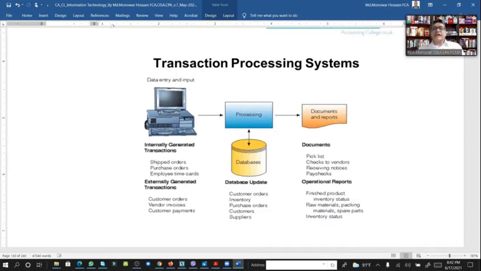Within the database processing, the finished documents or reports come out from that processing: taking the pick list, checking the vendors, receive notice, and operational reports, finished items, everything within that. So a transaction processing system can work that way.